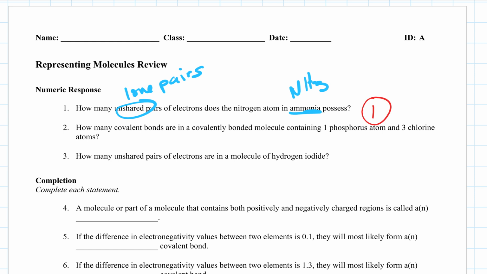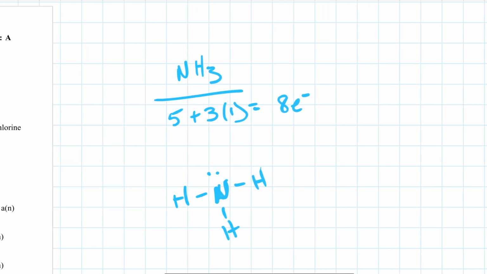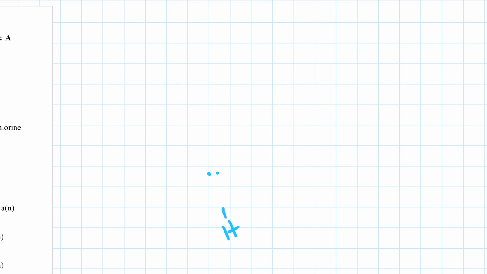All right, so let's take a look at number 2. How many covalent bonds are in a covalently bonded molecule containing 1 phosphorus and 3 chlorine atoms? So let's do the same thing as we did before. Let's come on over here and draw this. 1 phosphorus and 3 chlorines, so PCl3.